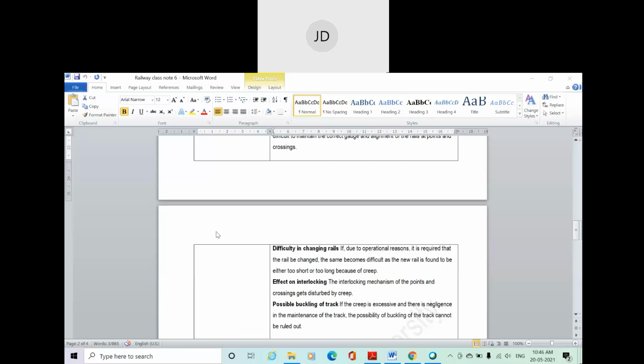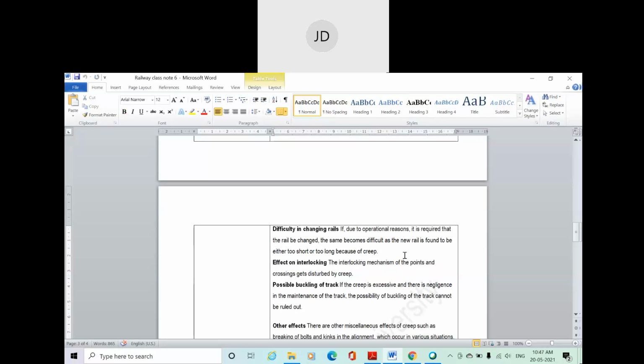Because of creep, the rail line may get distorted. The rail cross section may get distorted, the line also gets distorted. Now if suppose you want to change a particular rail because of any reason, for example the rail is now out of work, then the new rail, which comes in a particular standard size and length, will not fit at a particular point, because of the creep all the profile gets distorted. So that means it becomes difficult to change the rails. At some points the new rail becomes too long, or sometimes too short, based on the situation.